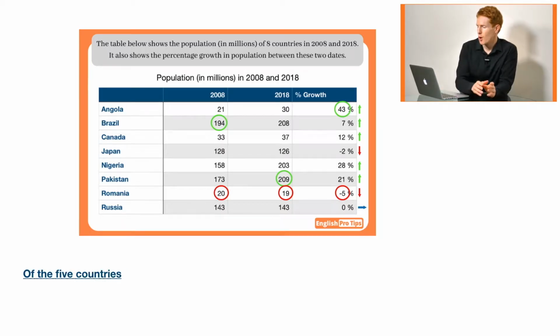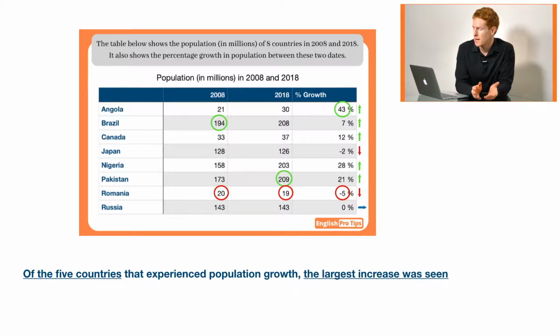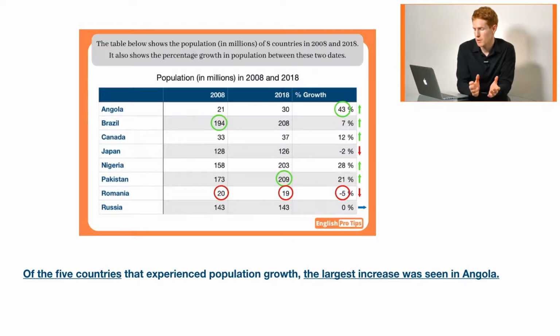Here we go. Of the 5 countries that experienced population growth, the largest increase was seen in Angola. So this is an advanced sentence structure that you can use in your answers. And the reason it's so good is because it compares Angola to the rest of the countries. Now remember, one of the things that you need to do to get a high score in task 1 is to make comparisons of the data. And that's what this sentence does. Of the 5 countries, so we've identified 5 countries, the largest increase was seen in Angola.